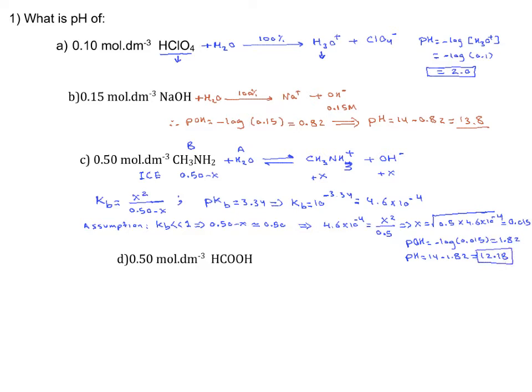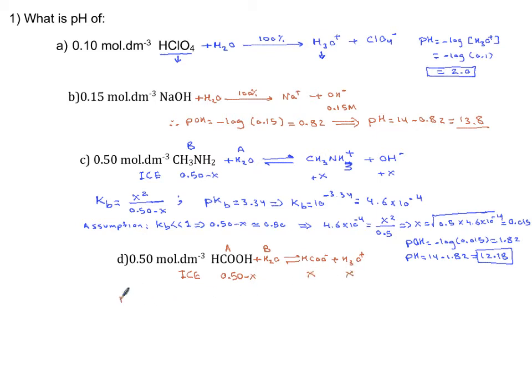The next example is a weak acid example. It plus water dissociates partially. This time you have an acid, and water behaves as a base. So the acid donates a proton and forms methanoate plus hydronium ion. We need to find the concentration of hydronium, and we take the negative log. Since it's a weak acid, we go after ICE. 0.5 mol per dm³ minus x, and x comes to life.